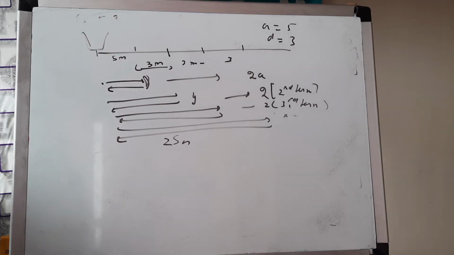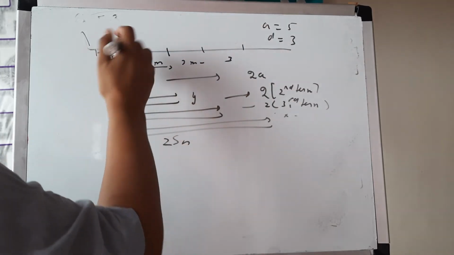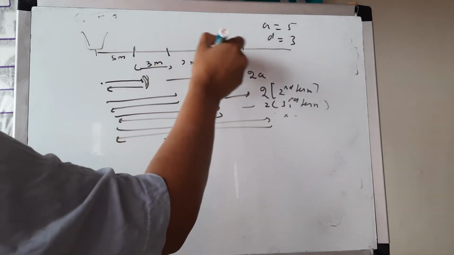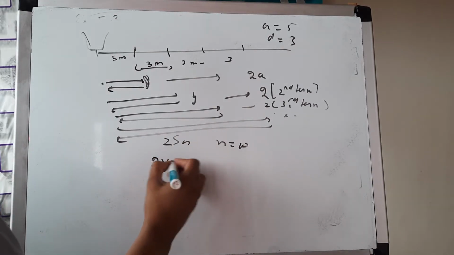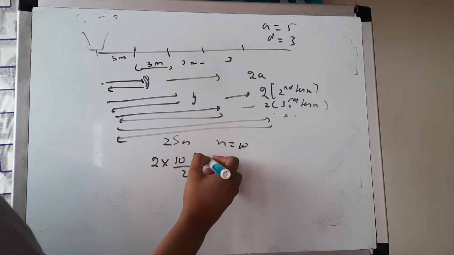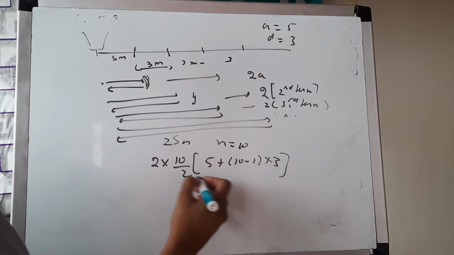So question is, there are 10 potatoes, 1 2 3 4. एक पोटैटो यहाँ है, एक पोटैटो यहाँ है, 10 पोटैटो हैं. So n is 10, so it is 2 of SN. 2 into 10 by 2, a is what? 5, 10 minus 1 into 3.